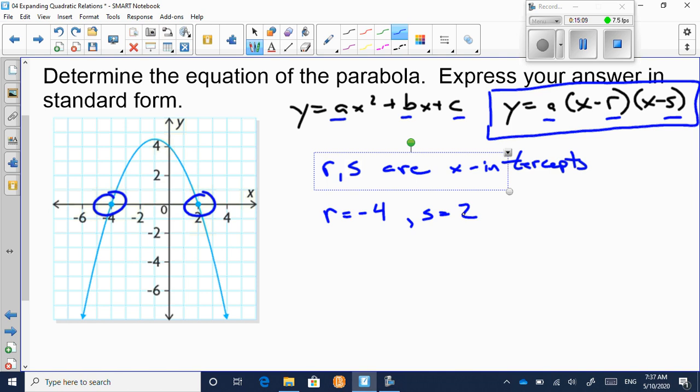Okay, well then let's plug those in. And so here we go. Let's go grab our equation. So y is equal to a times x minus, now watch this.